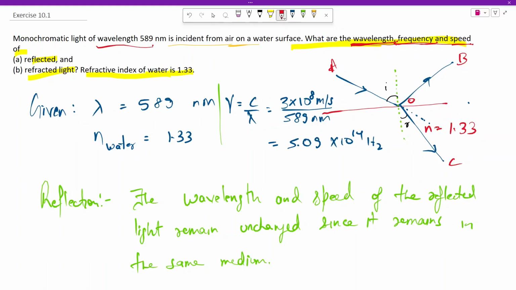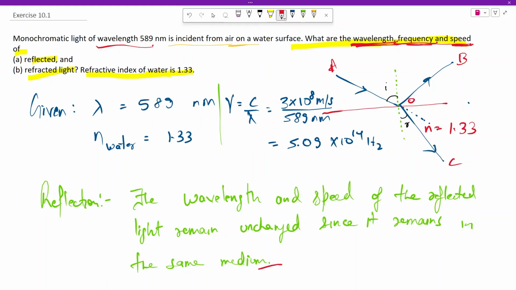Now we know that since in reflection the ray will be in the same medium as that of the incident medium, there will not be any change in the wavelength, frequency, or the speed. Whereas when it gets refracted in the water medium, then obviously its wavelength will change and its speed will change as well.